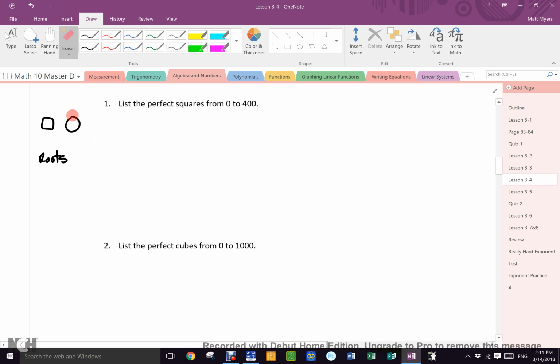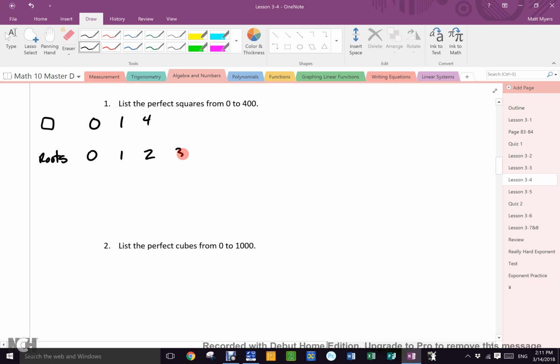So, we'll start at 0. What's the square root of 0? 0. Let's go up by roots. If 1 is a root, what's its square? 1, because it's 1 times 1, right? If it's 2, what's its square?